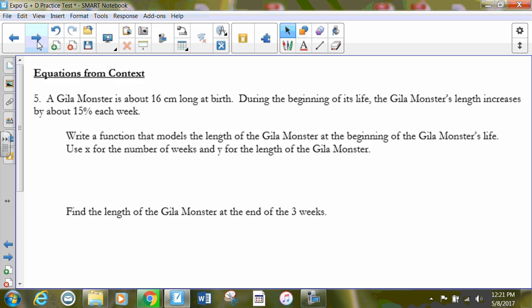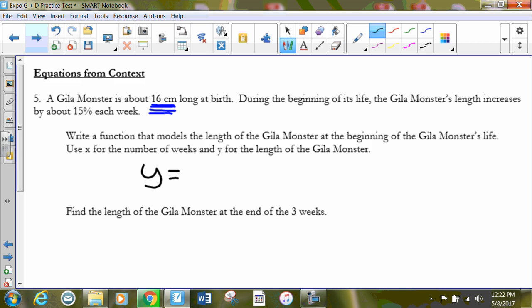A Gila monster is about 16 centimeters long at birth. So right away we know initially, in the beginning of time, this Gila monster, 16 centimeters, is going to be our initial value. During the beginning of its life, the Gila monster's length increases by about 15% each week. So we already know that every good function starts with y equals. Sometimes we write f of x equals, but we're just going to write y equals. For growth and decay equations, it always starts with our initial value, which is 16.